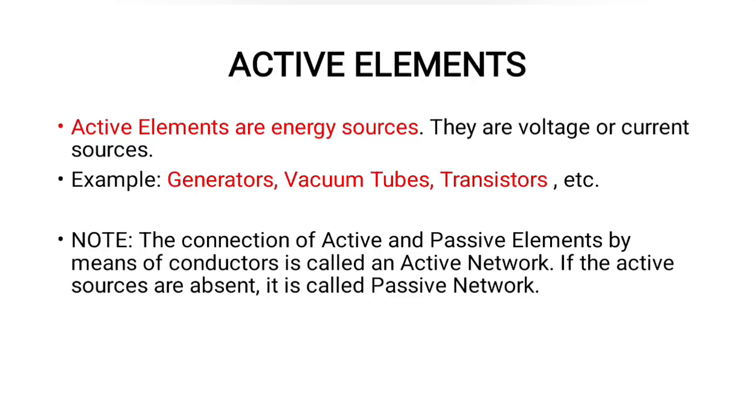What is an active element? They are actually the energy sources. They are supplying either voltage or current to the circuit. The examples are generators, vacuum tubes, transistors, and so on. And certain active and passive elements connected through conductors is called an active network. And if the active elements are absent in a circuit, such a circuit is called a passive network.